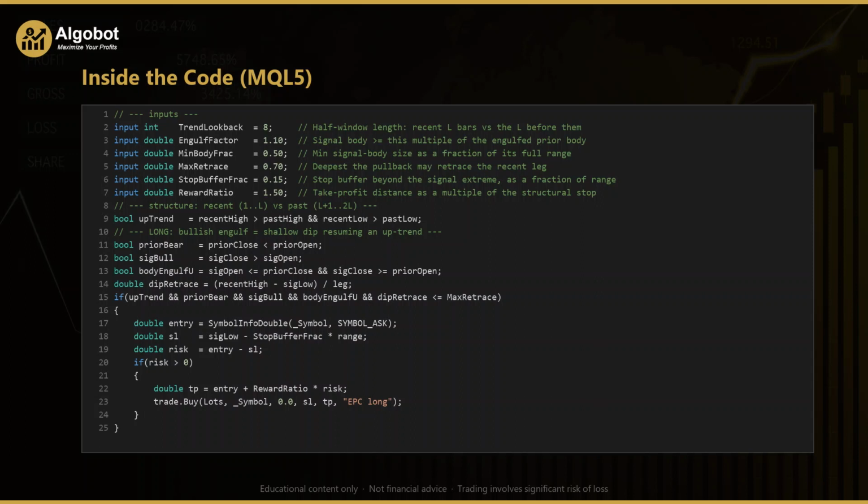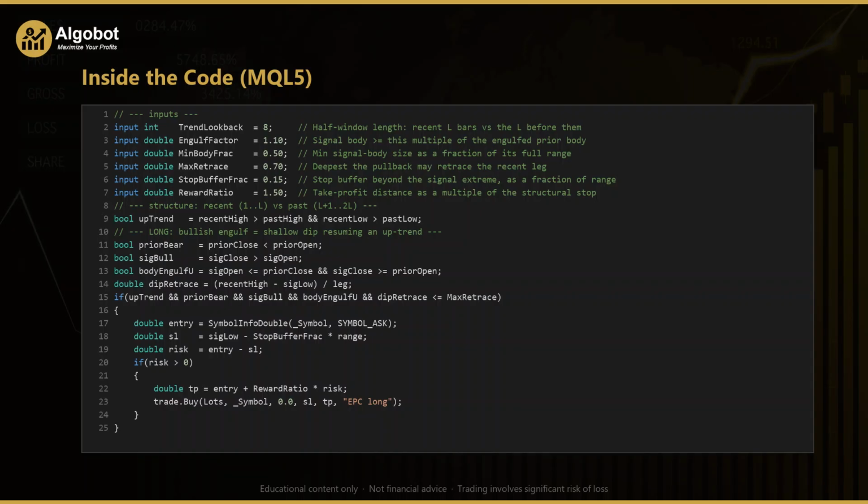At the top are the input parameters, the dials you can tune in the strategy tester or on a live chart. TrendLookback sets the half window length. A larger value demands a more developed trend before the EA will act. EngulfFactor controls how much bigger the signal body must be than the bar it engulfs, so raising it makes the engulf stricter. MinBodyFrac sets how decisive the close must be relative to the candle's range, filtering weak, wicky candles. MaxRetrace defines how shallow the pullback must stay. Lower it, and only the tightest dips qualify.